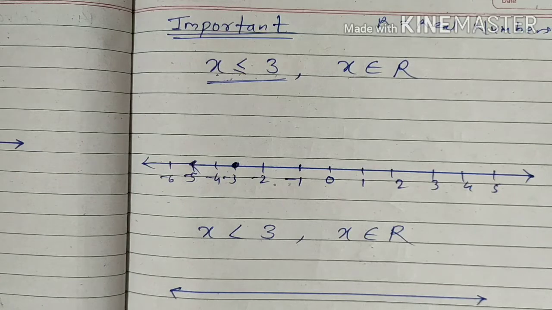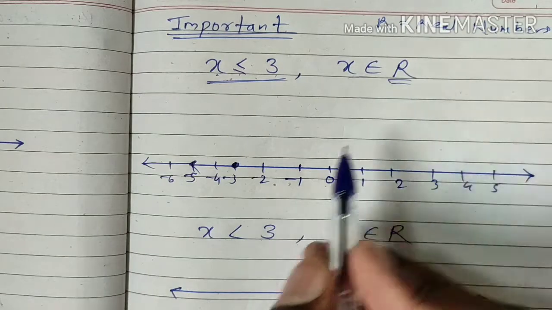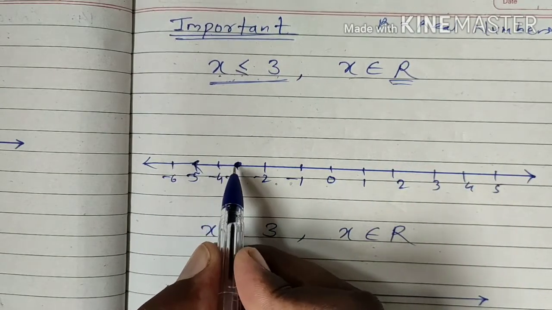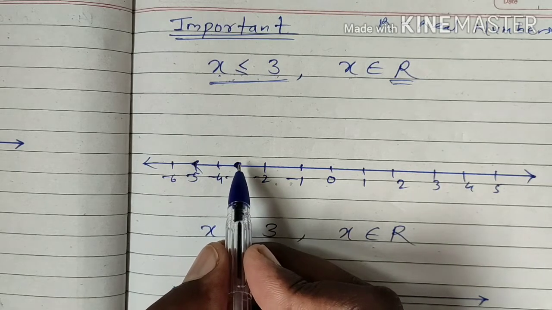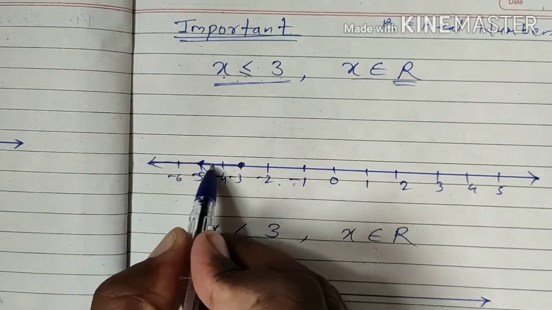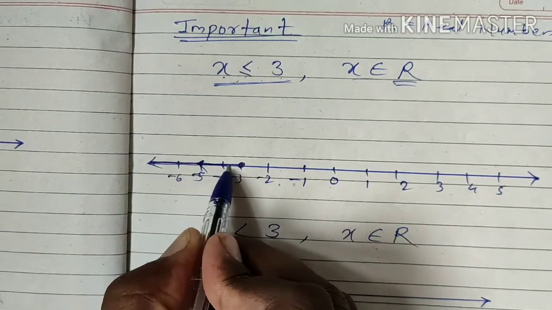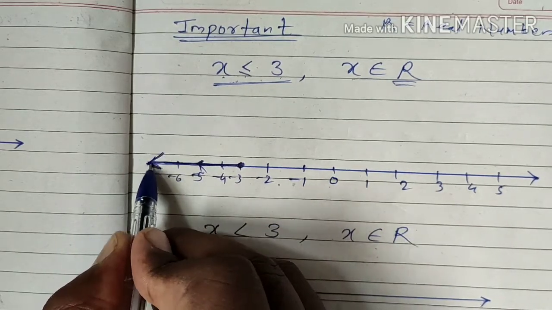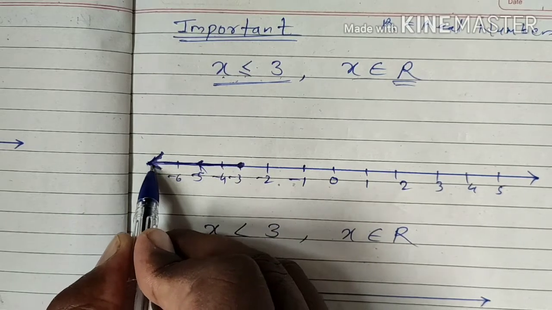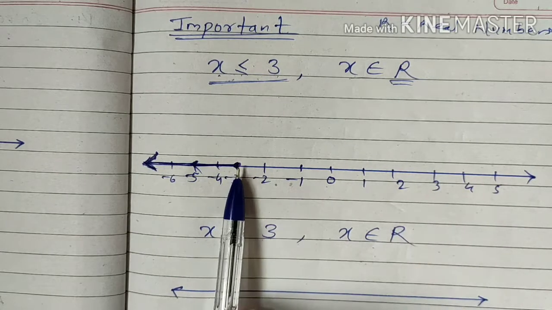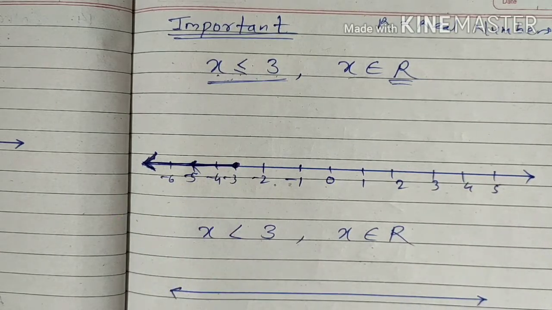Since it is the real number set, it includes all the numbers in between minus 4 and minus 3, that means minus 3.5, minus 3.2, everything. So we make the line dark, and we also make the arrow a dark line, because it goes up to infinity. There is no limit for this. Starting with minus 3, everything is included in it.